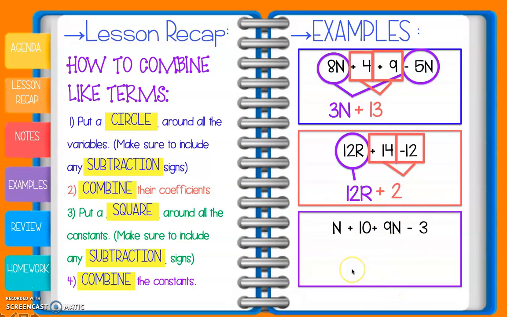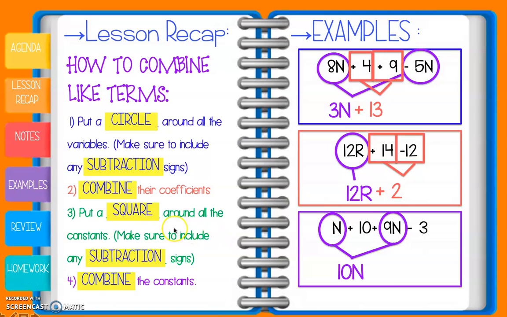Okay, let's take a look at the purple box. We have n plus 10 plus 9n minus 3. First step, we're going to put circles around our variables. I have n as a variable, and then I have plus 9n as a variable. So I'm going to combine those two. There is a coefficient with this n here that we don't write. We don't write it because there is one n written here and there is a 1 in front of it. If we take 1 times n, it's just going to stay exactly the same. So this is 1n plus 9n, and that gives me 10n.